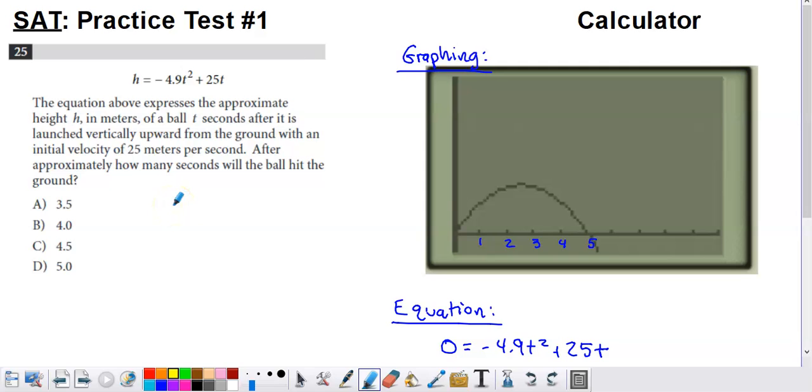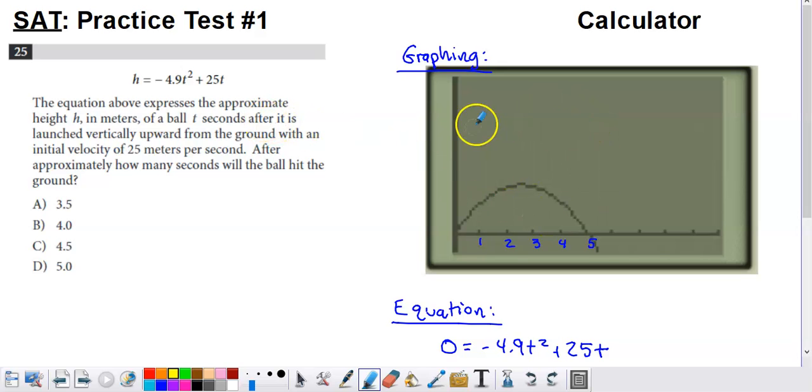So here's a practice SAT question. They present us with this equation for h, so h is equal to what you see on the other side of that equal sign. They tell us in the problem statement that the equation represents the approximate height, so h is the height, being measured in meters, of a ball t seconds after it's been launched vertically upward from the ground with an initial velocity of 25 meters per second.